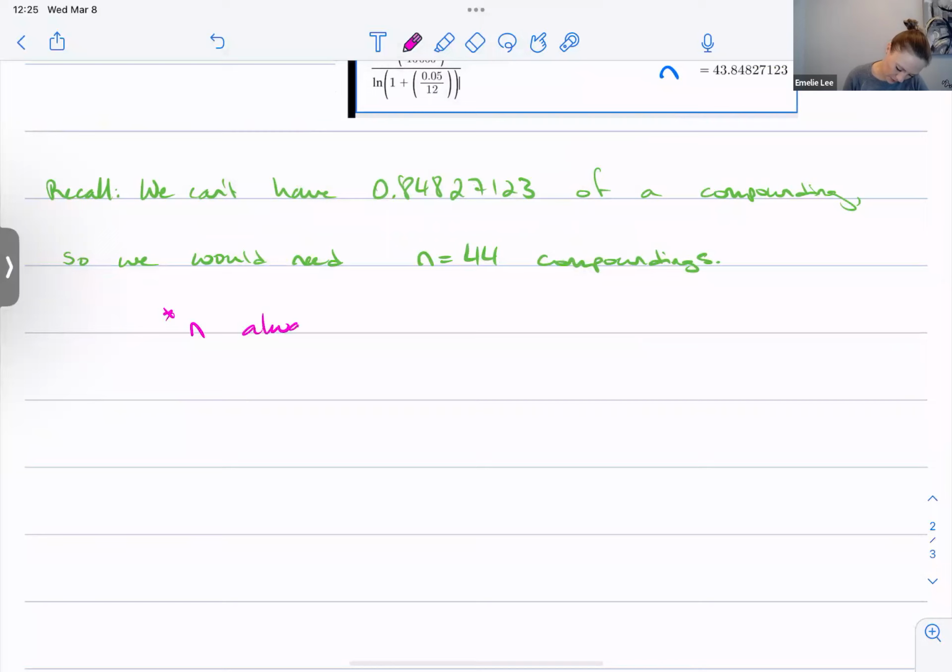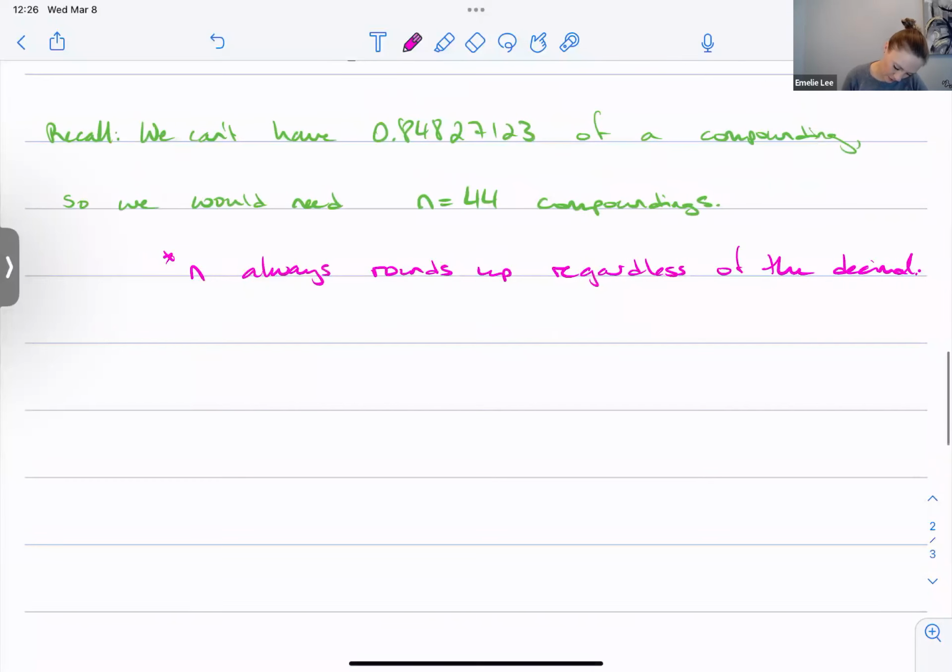N always rounds up, regardless of the decimal, right? Regardless of the decimal. For example, if N is 13.024, we would need 14, N equals 14 compoundings to reach our goal.